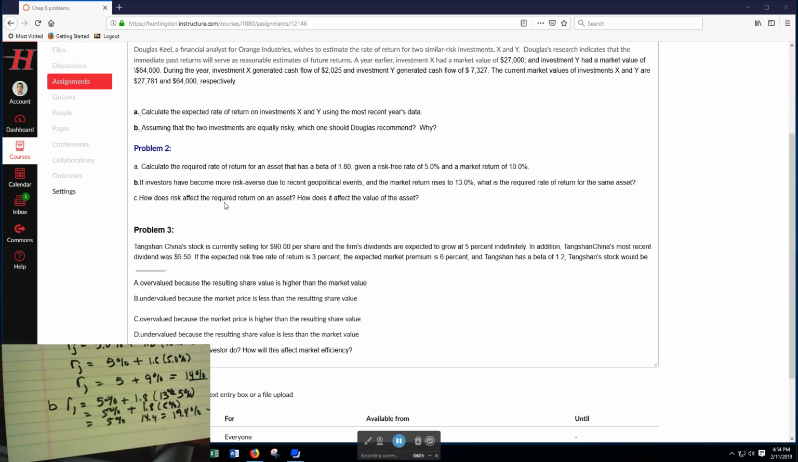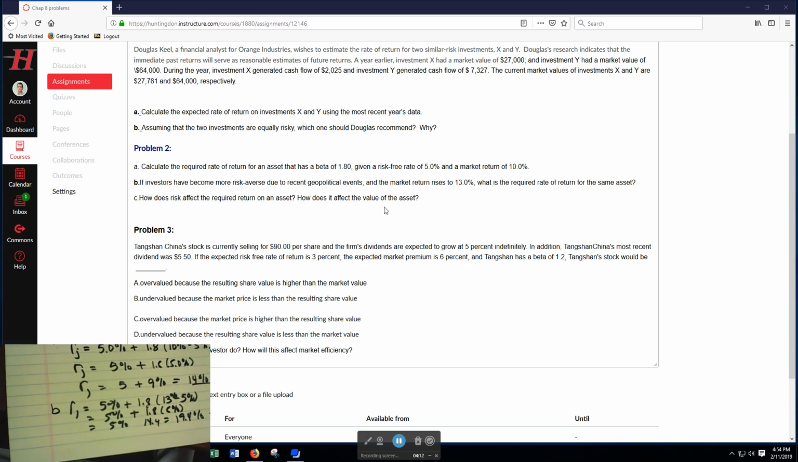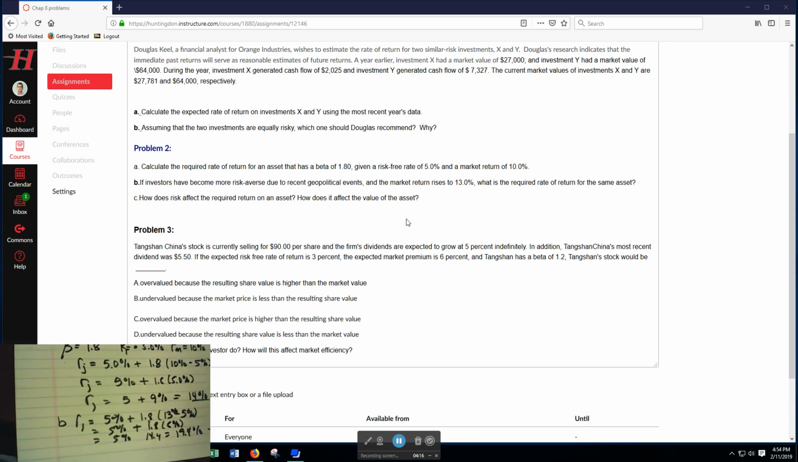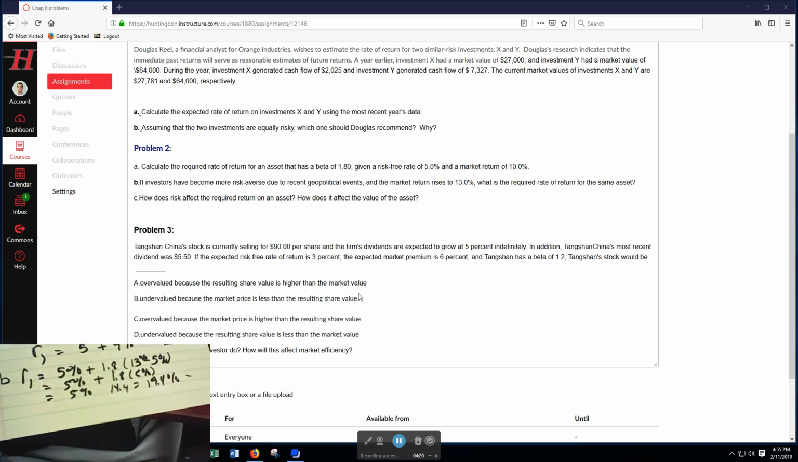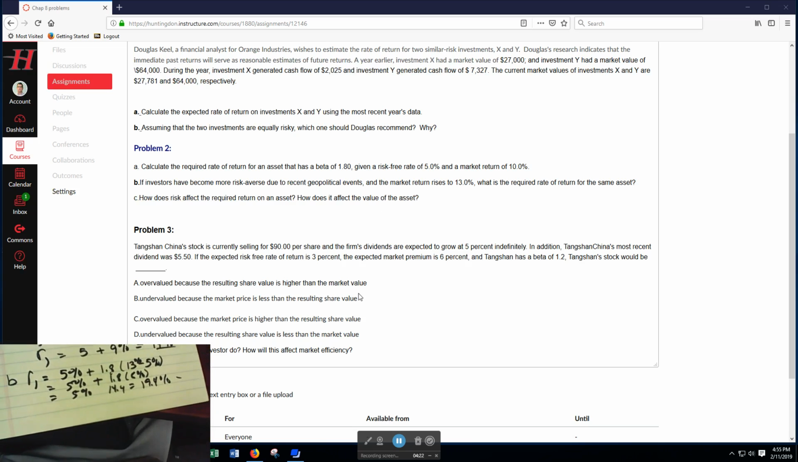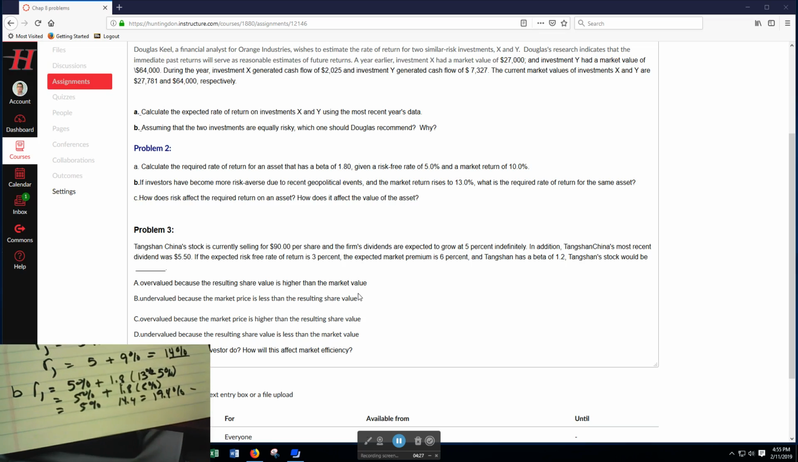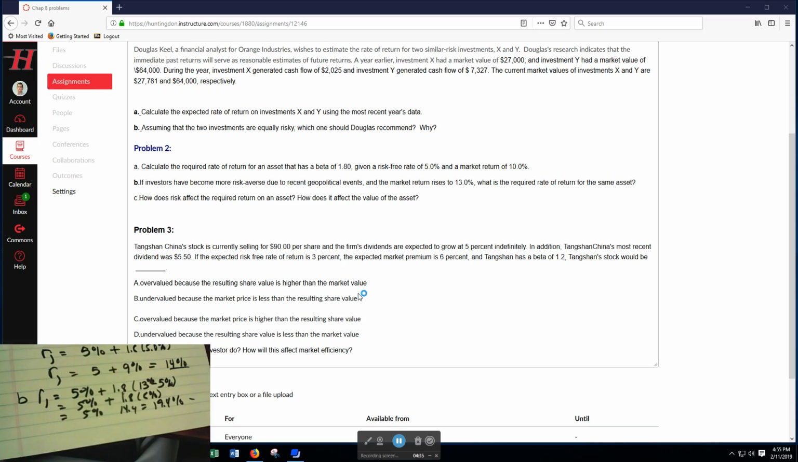How does risk affect the required return on an asset? It increases it. Okay. How does it affect the value of an asset? The higher the risk, the lower the value of the asset. Okay. There's a trade-off here between risk and return, right? So if we get more risk, we're going to require a higher return. All other things being equal, the asset that we're looking at is going to have to come down in value.